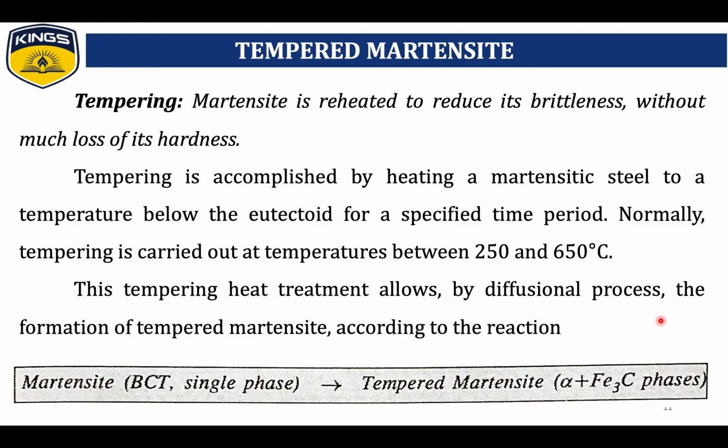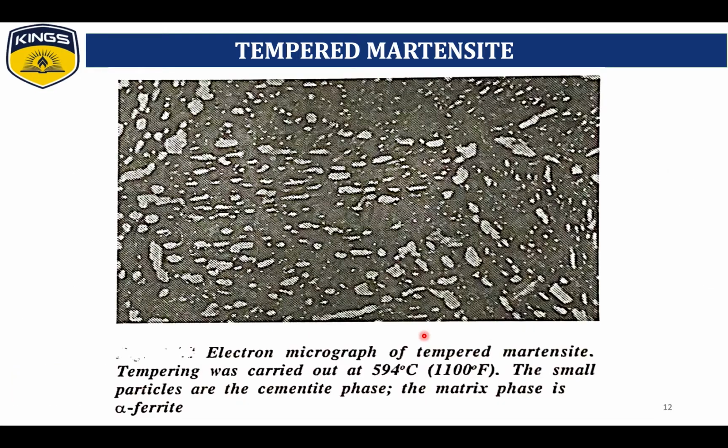As we said already, the martensite is reheated to reduce its brittleness without much loss of its hardness. This tempering is accomplished by heating martensitic steel to a temperature below the eutectoid for a specific time period. Normally, tempering is carried out at a temperature between 250 and 650 degrees Celsius. This tempering heat treatment allows, by a diffusion process, the formation of tempered martensite according to the reaction: martensite on reheating gives tempered martensite.